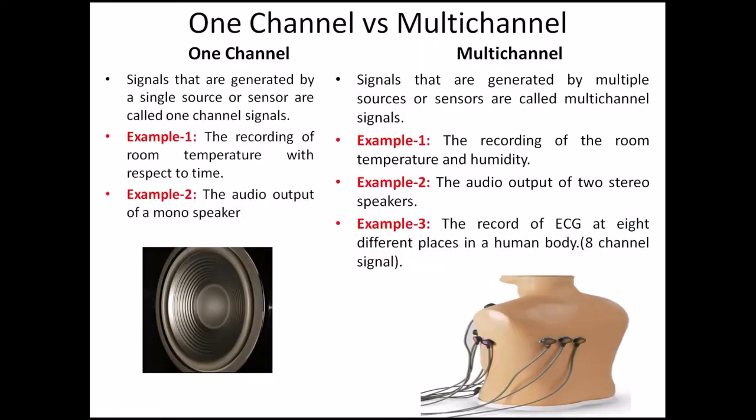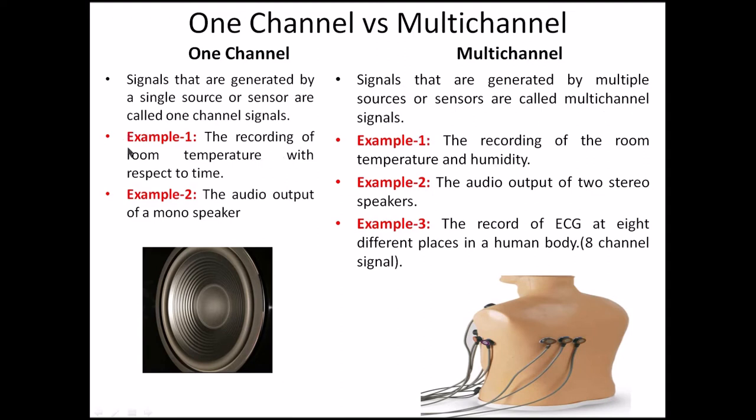So let us first discuss the one channel versus multi-channel signal. What is the difference between one channel and multi-channel signals? Signals that are generated by a single source or sensor are called one channel signals, and the signals that are generated by multiple sources or sensors are called multi-channel signals.